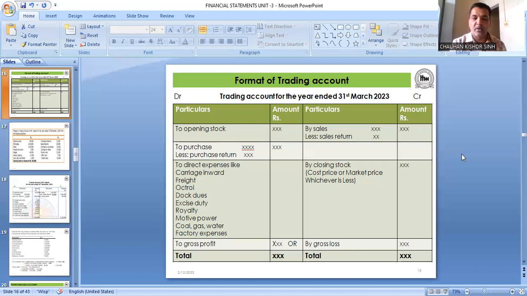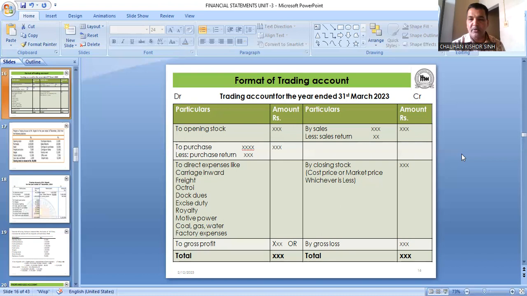In the trading account, we record purchase and expenses related with the purchase. And on the credit side, we record sales and the closing stock. So the format is in front of you. You can see in the format, on the credit side sales is written. From that sales, we have to minus the sales return, if any, then you will get the net sales. And closing stock is written.